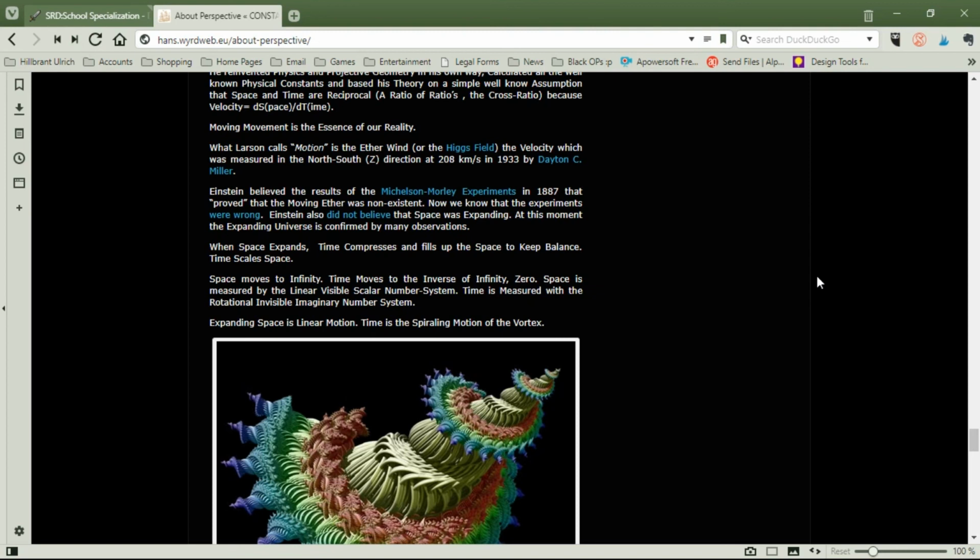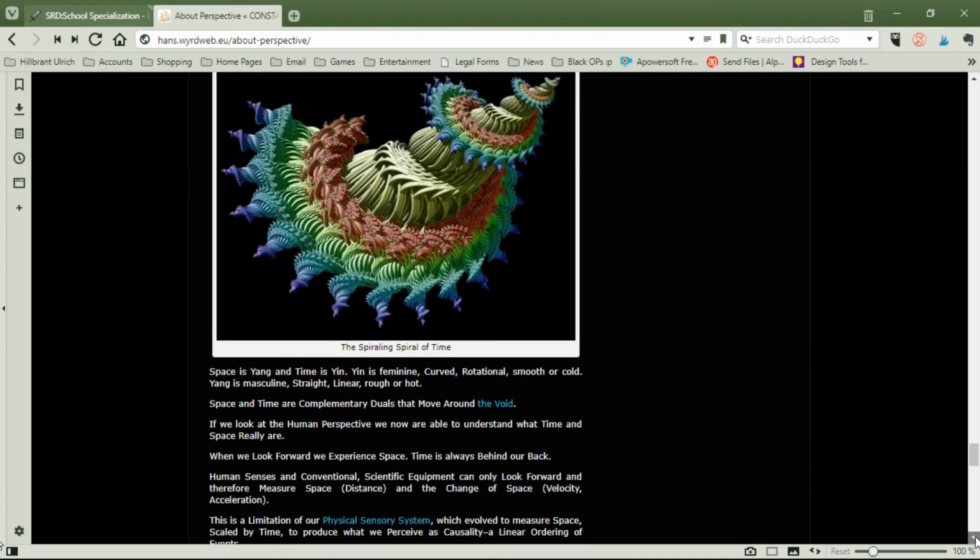Right? You have two perspectives: your perspective of your infinity point, forward, and your perspective of your 0 point. Your 0 point is where you are. That's behind your eyes. Space is measured by the linear, visible, scalar number system. Time is measured with the rotational, invisible, imaginary number system. Expanding space is linear motion. Time is the spiraling motion of the vortex.